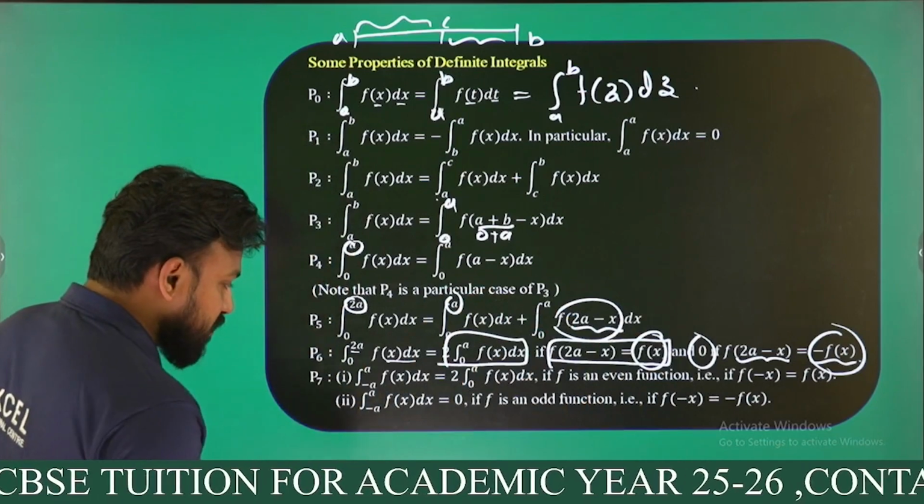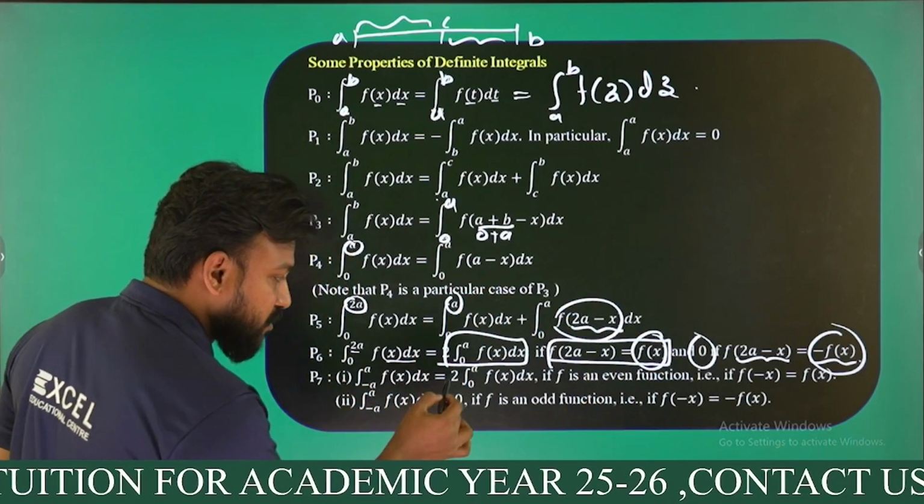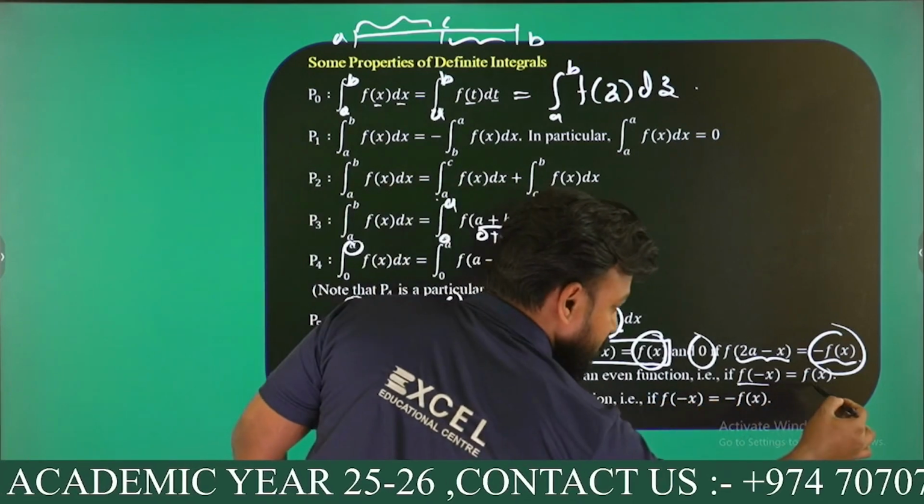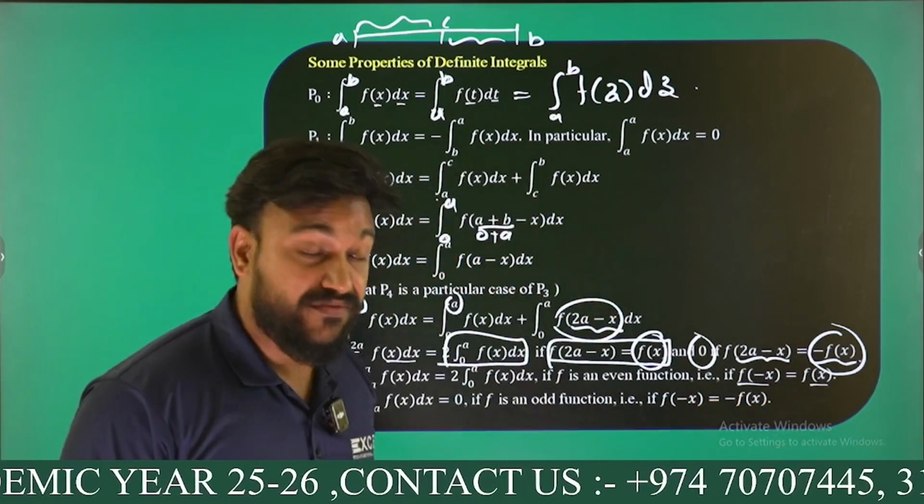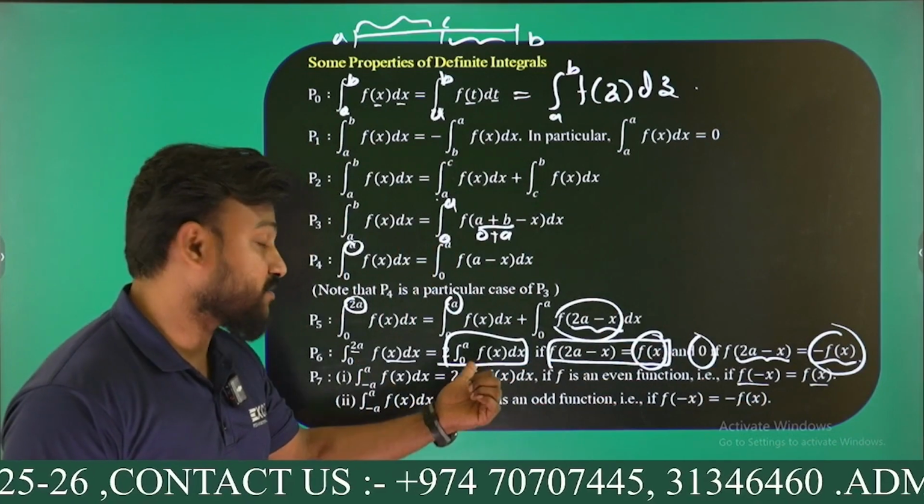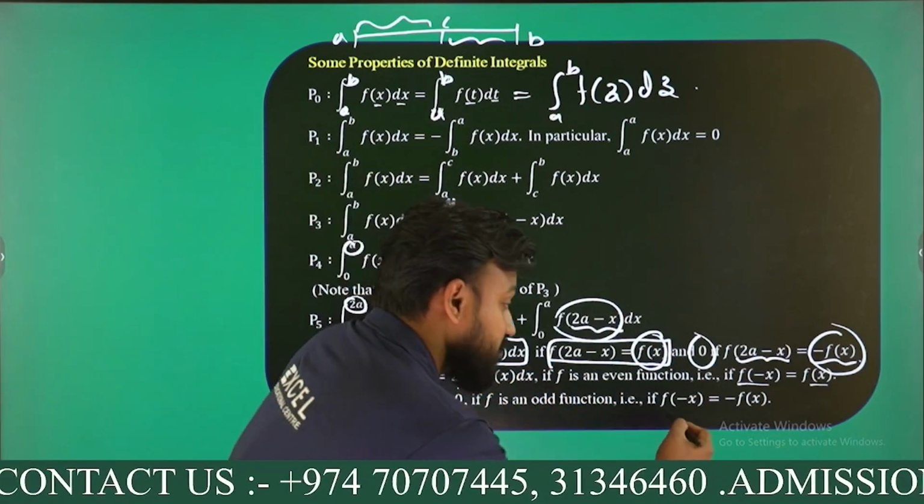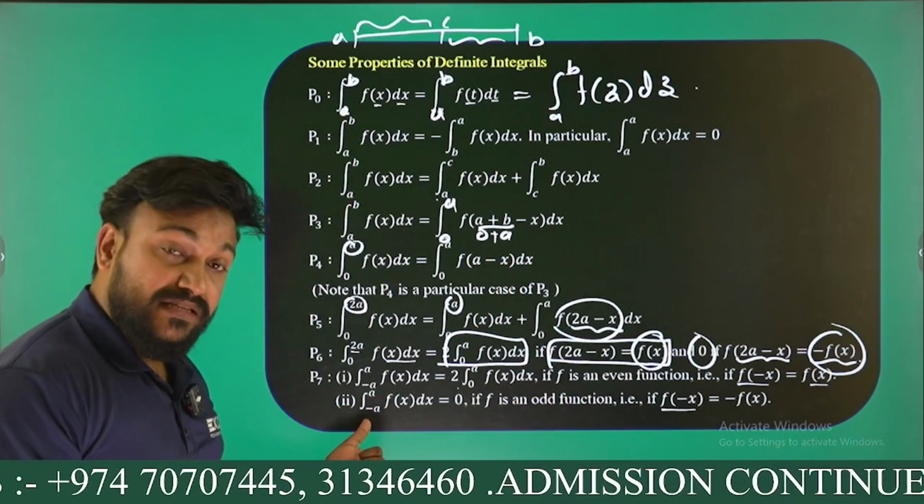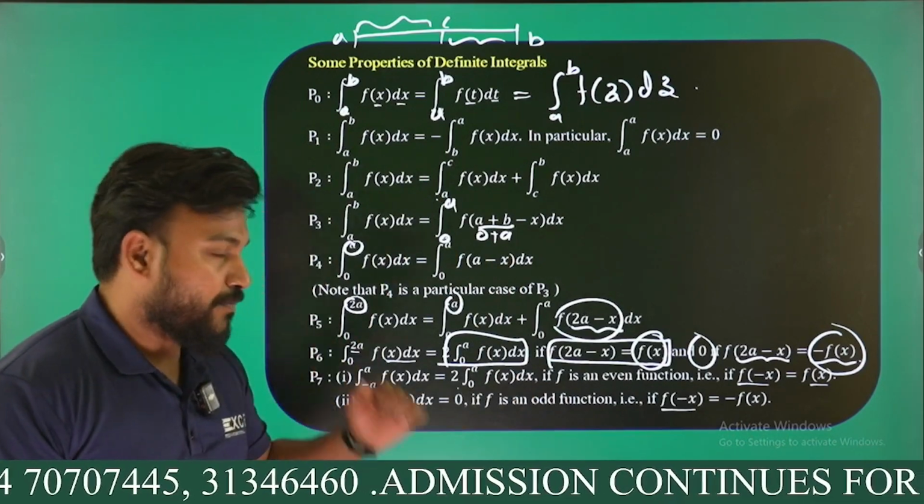And the 7th one is integral from minus a to a of f of x dx is equal to 2 times integral from 0 to a of f of x dx, if f of minus x is equal to f of x, or we can say it's an even function. If it's an even function, integral minus a to a f of x dx is equal to 2 times integral 0 to a. If it's an odd function, that means f of minus x is equal to minus f of x, then integral minus a to a f of x dx will be 0.